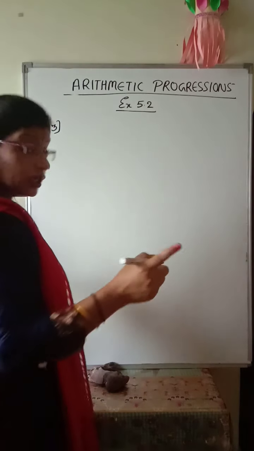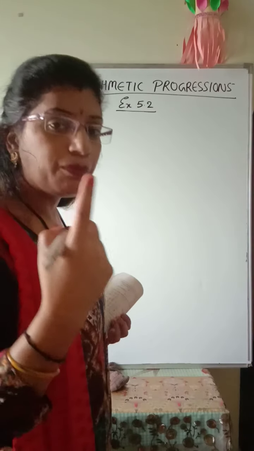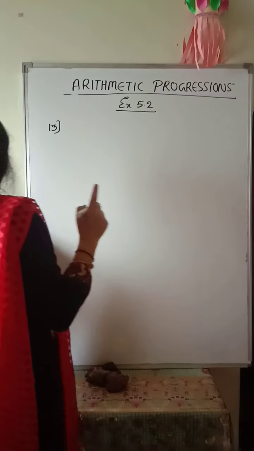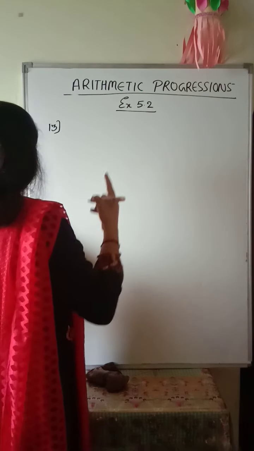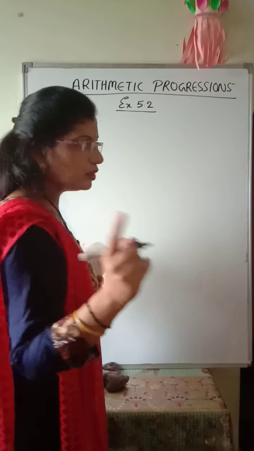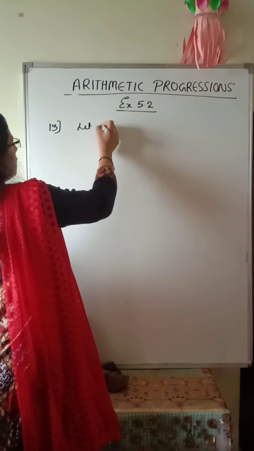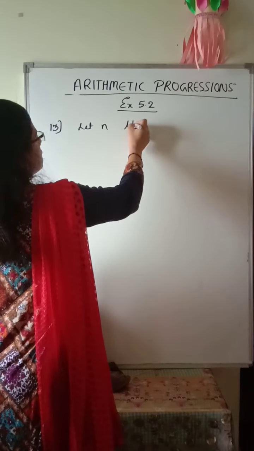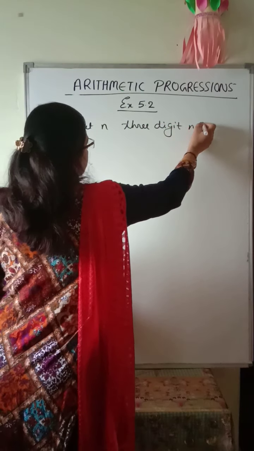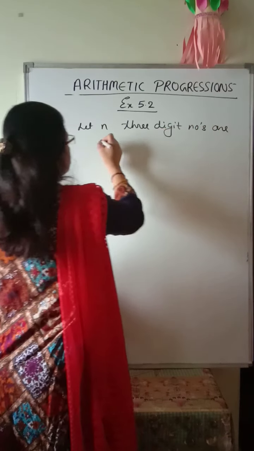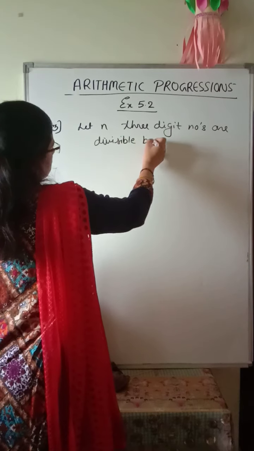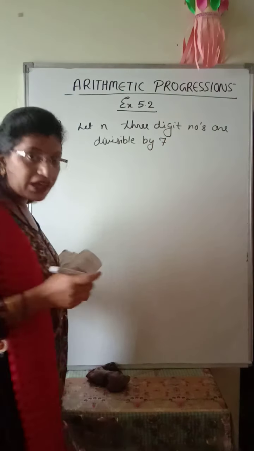And this question is very important for the point of view of board examination. Okay, so what is the question? How many 3-digit numbers are divisible by 7? 7 से कितने 3-digit number divisible होते हैं? ठीक है. Let n 3-digit numbers, and 3-digit numbers are divisible by 7. Okay, अब we are doing first and rough.